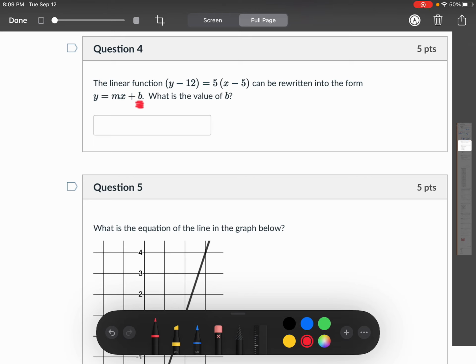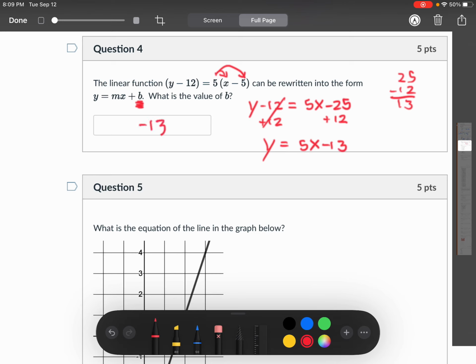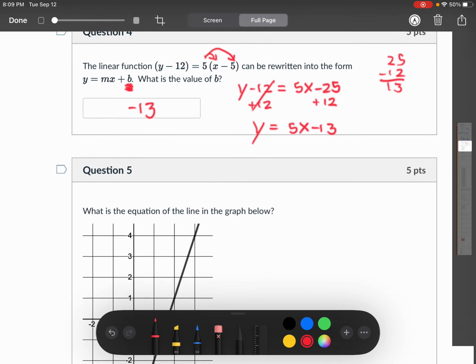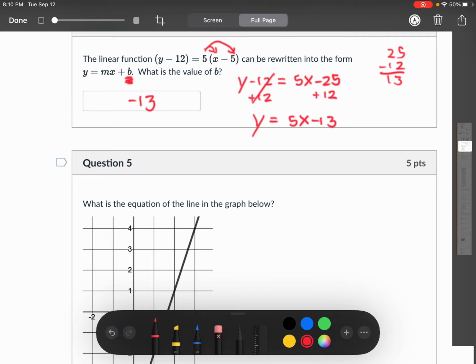But let's just go ahead and just solve for y, right? So first things first, the parentheses on the left is not really doing anything. I'm going to distribute this 5 to both of these. So I end up with 5x minus 25. And then now I'm going to add 12 to each side. So I end up with y is equal to 5x, let's see, 25 minus 12 would be 13. So this would be a -13. All right, so the value of b would be -13. Yeah. So again, you could also do that by plugging in 0 for x, and that would have worked out pretty much the same.